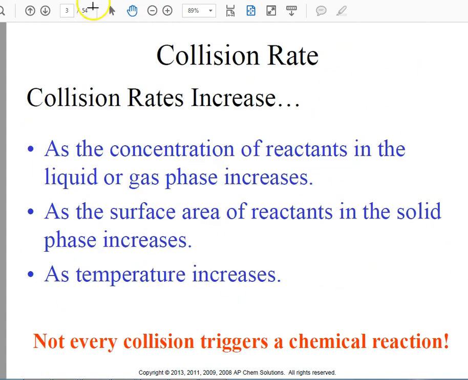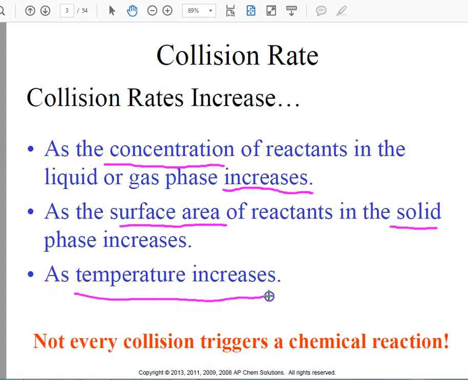All right, so here this is shown again. So the collision rate, all right, we said they have to collide. So how can we help them collide more often? We can mess with the concentration, and as it increases, it is going to increase the collision rate. We can change the surface area of reactants in the solid phase. So that would be grinding up a powder, for example. Grinding up a solid into a powder is going to help it react because there's more surface area. And also increasing the temperature will help us increase the collision rate.